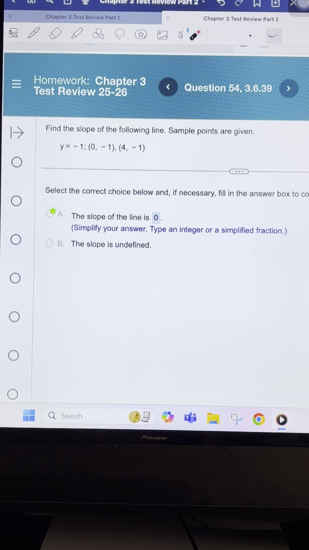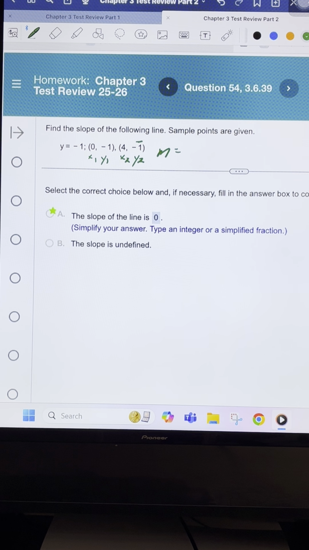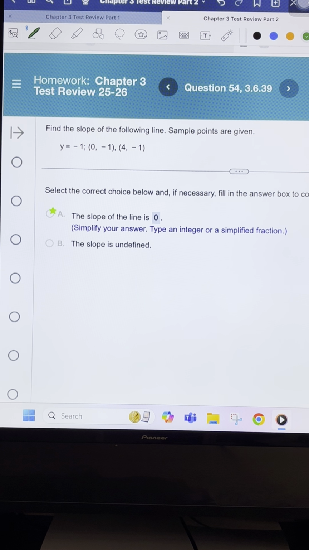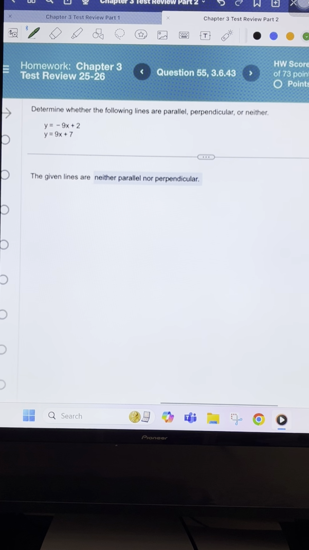Once again, look, this is y equals negative 1. When you have a y equals c, that is just a slope of 0. And you could do the same thing with the slope if you wanted to find your slope. x1, y1, x2, y2. What is negative 1 minus negative 1? That's negative 1 plus 1, which is 0. What is 4 minus 0? That is 4. 0 over 4 is just 0. Okay?